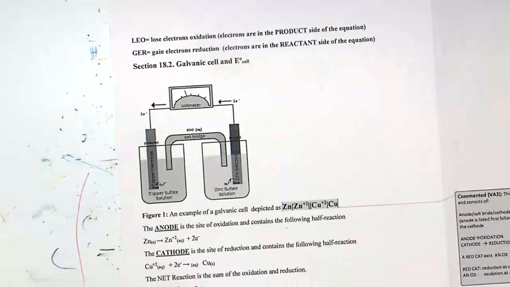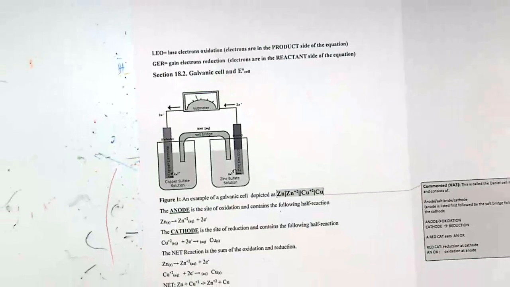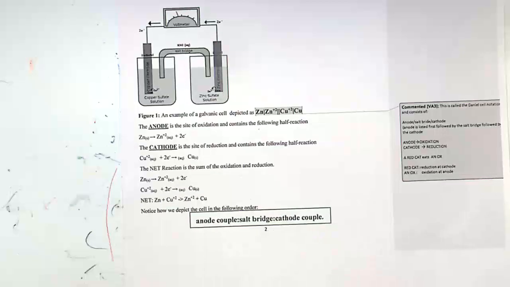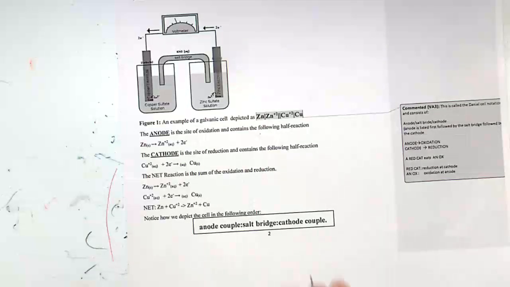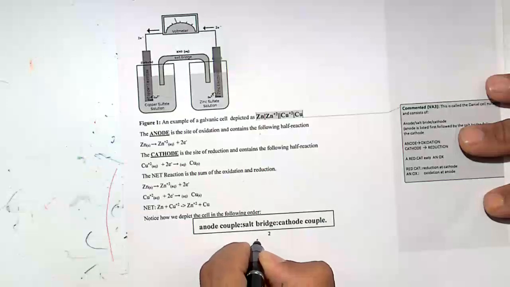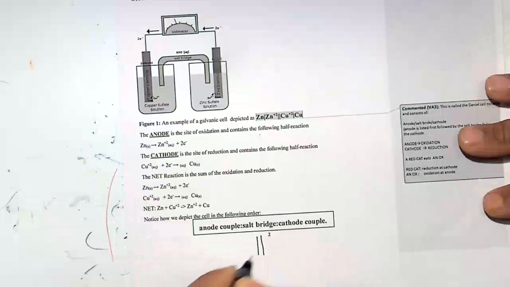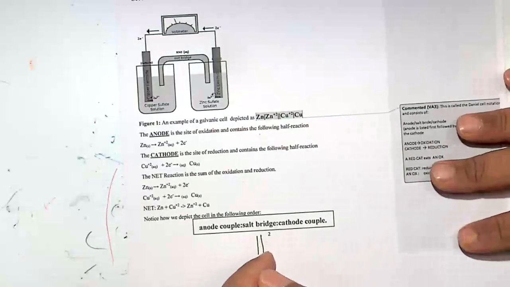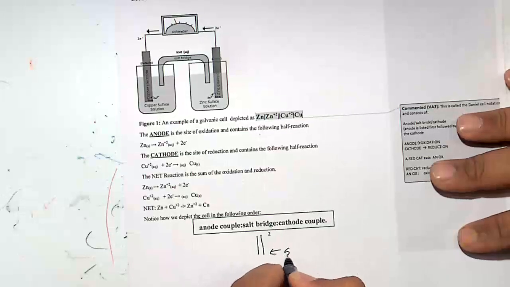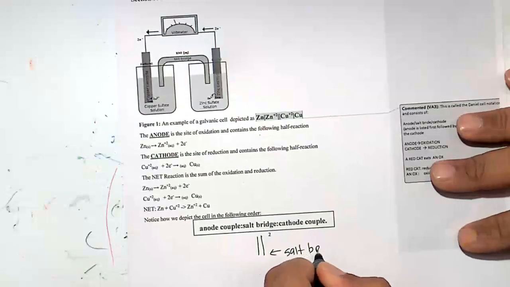All right, let's look at some more of this here. I want to tell you about a notation. What we have is an anode couple, a salt bridge, and a cathode couple. The salt bridge is 2 lines. A salt bridge is 2 lines. This is the abbreviation for a salt bridge.